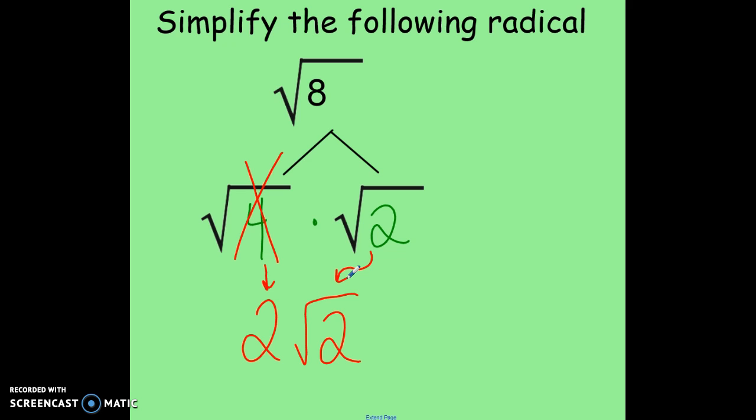So now you're going to flip your paper over. What you're going to do is work on 3 through 10. Okay? Be careful on number 8 because number 8 is a perfect square.